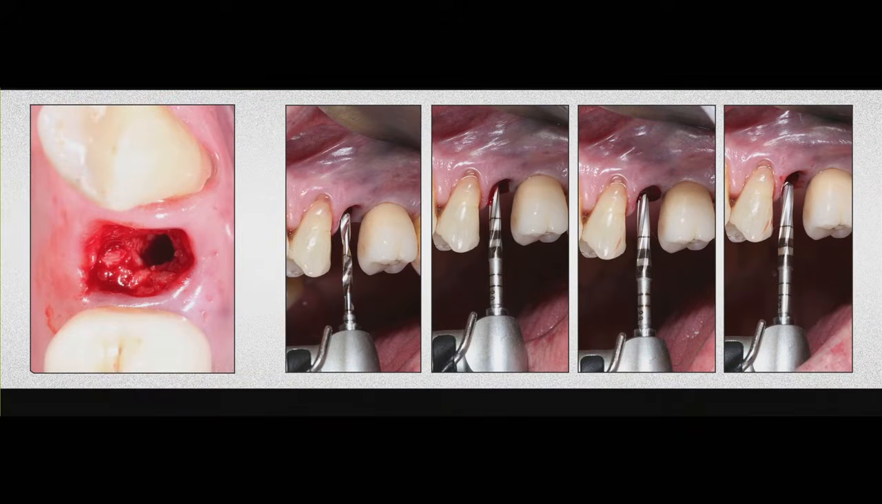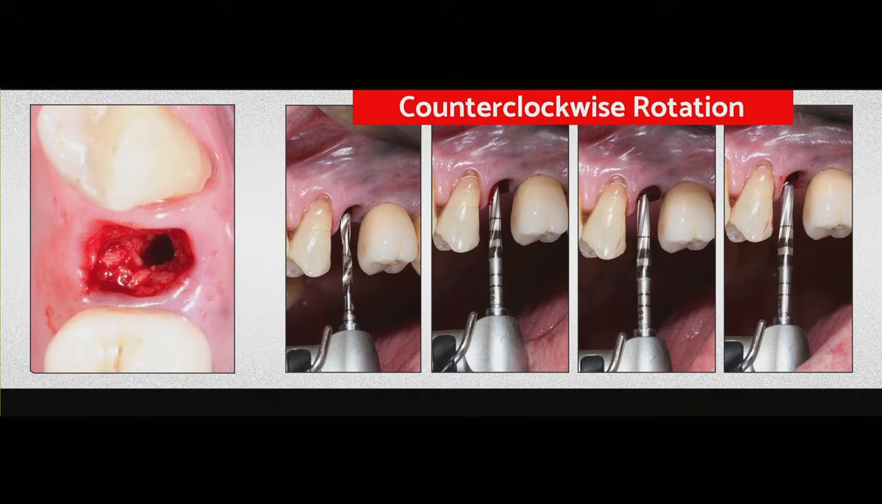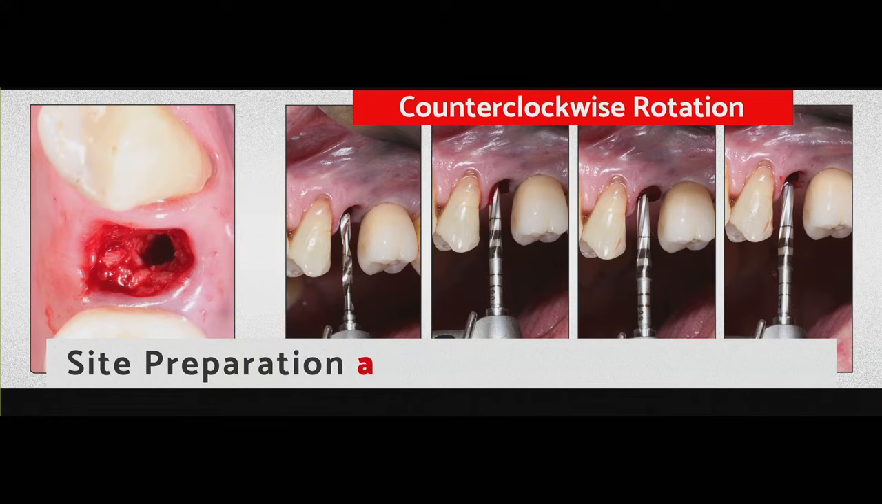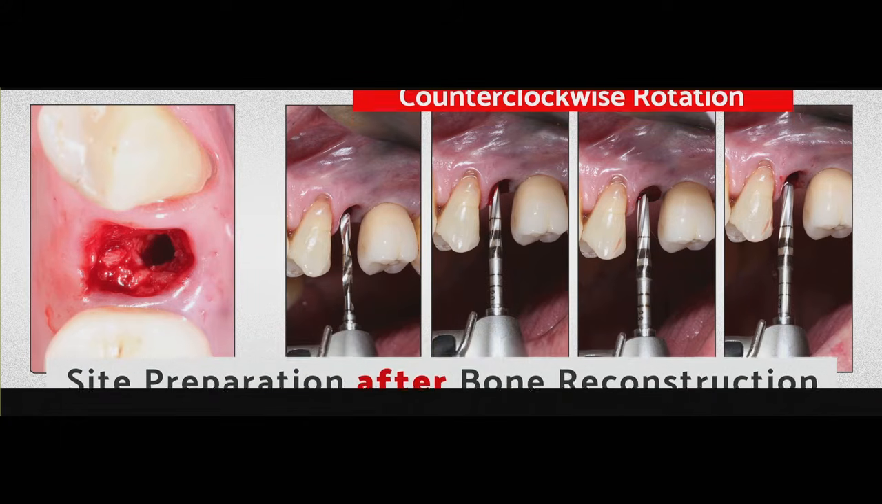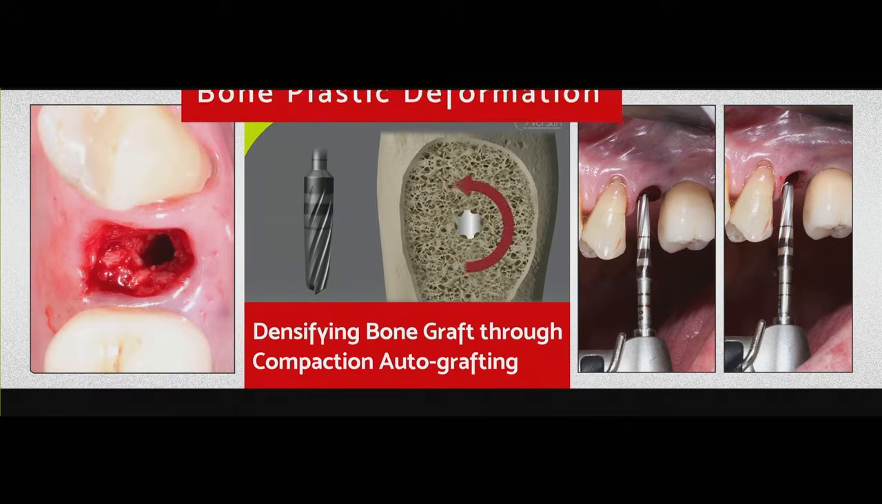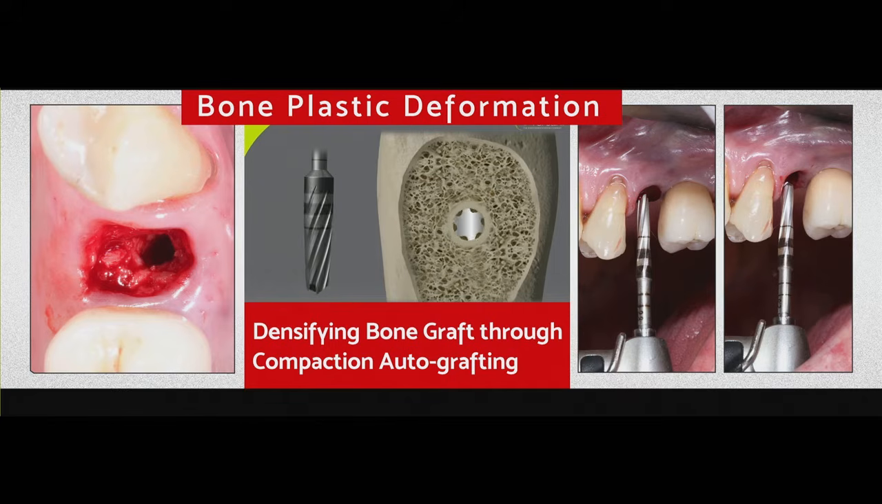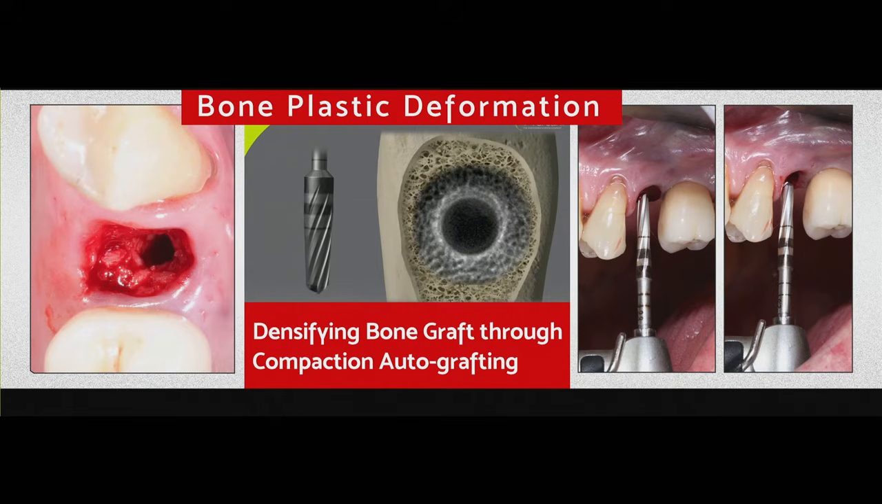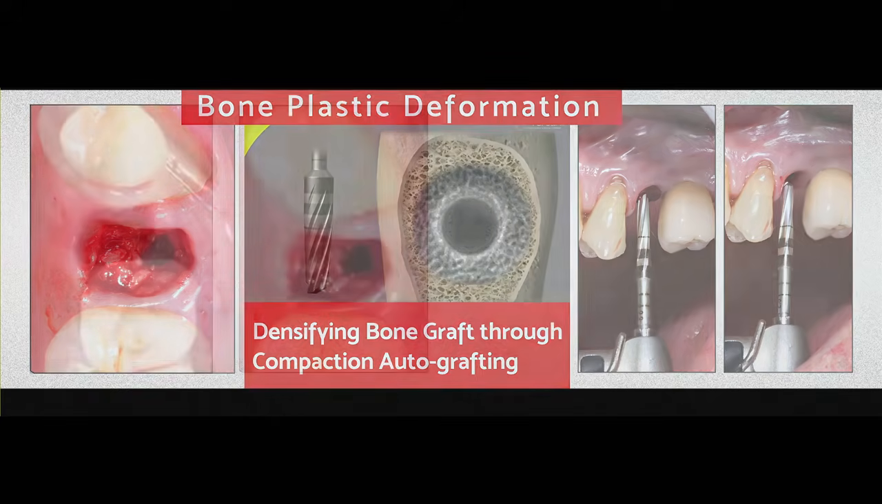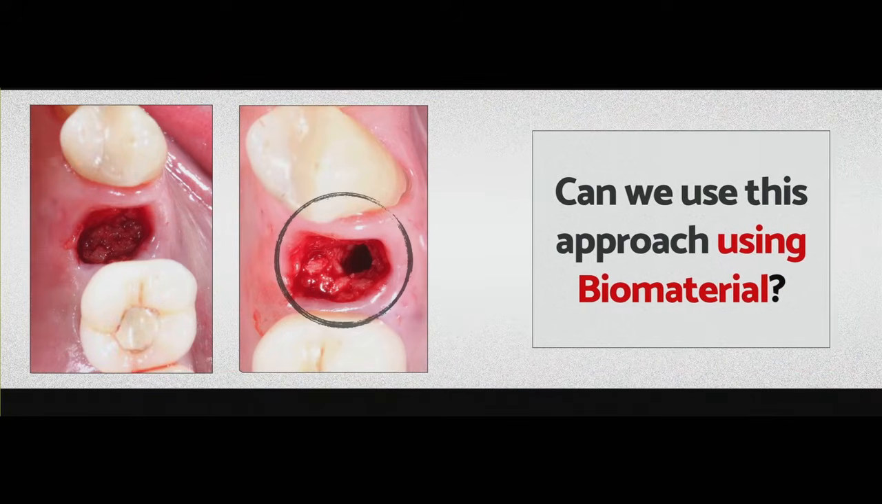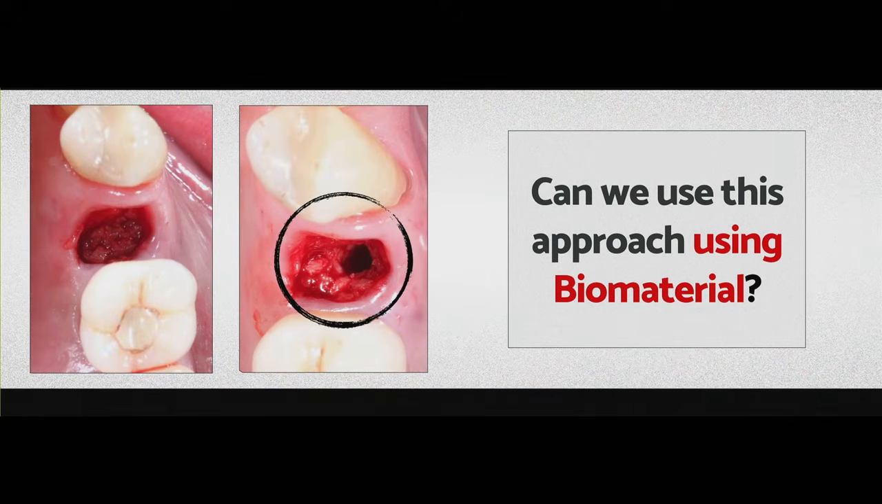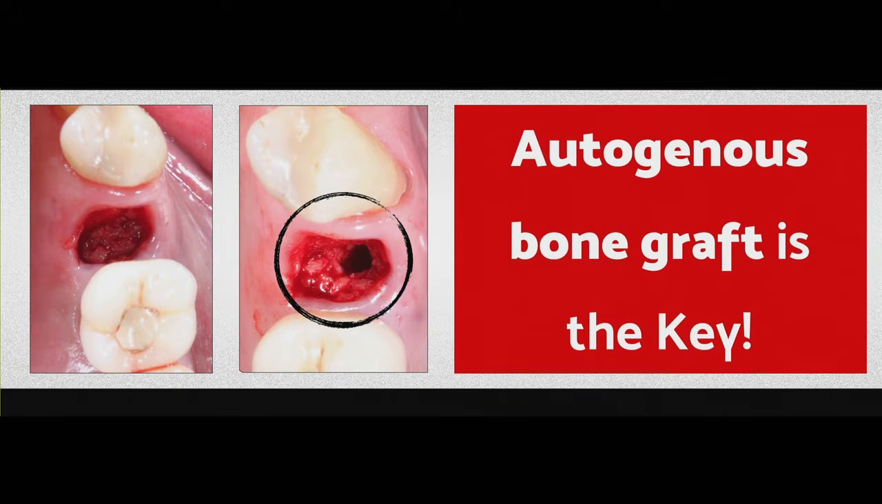So we did this site preparation in a counterclockwise rotation using ossidification concept. And we densify bone through bone compaction. The bone was densified laterally and also apically. We took advantage of bone plastic deformation. But the question is, can we use this approach using biomaterial? Of course not. So the autogenous bone graft for these cases, this very challenging clinical case, is the key in order to succeed.